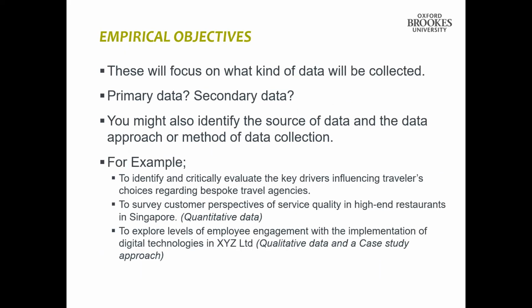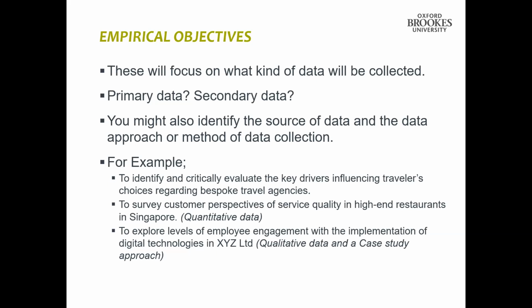So the next objective is to do with empirical approaches. And empirical is around how you're actually going to go about collecting data. The empirical objective needs to focus on what kind of data is going to be collected. So we've already identified that there are different types of data: primary data, which is data that you've collected or are going to collect specifically for your research, or there's secondary data, and that's data that is located in other areas, being collected through other sources.